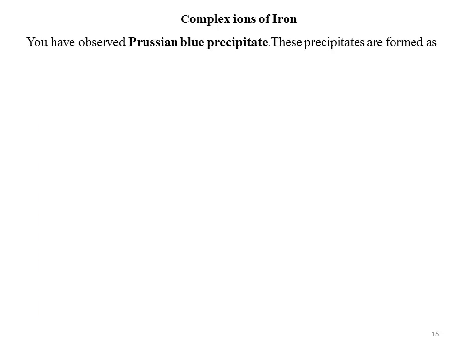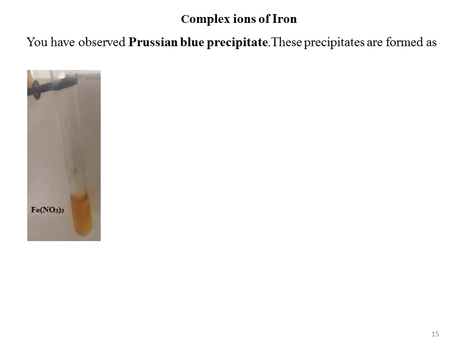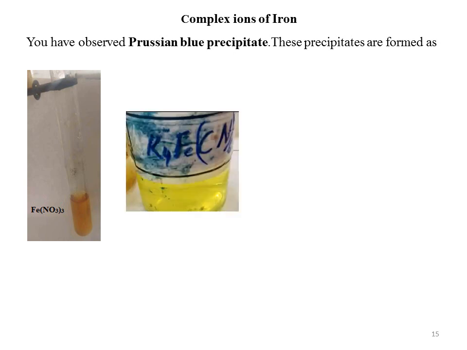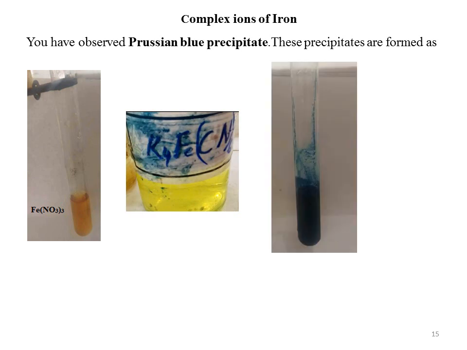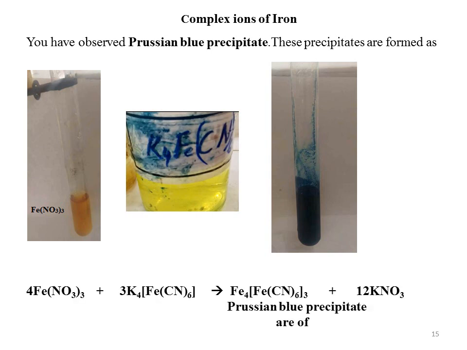So in the last video you have observed Prussian blue precipitates. These precipitates are formed as ferric nitrate reacted with potassium ferrocyanide. The product appeared as Prussian blue precipitates of iron 3 hexacyanoferrate. Here you can see ferric nitrate. Ferric nitrate means the iron is in plus 3 oxidation state, while in potassium ferrocyanide, iron is in plus 2 oxidation state. In the previous slides, you saw that ferrous sulfate was in plus 2 oxidation state.